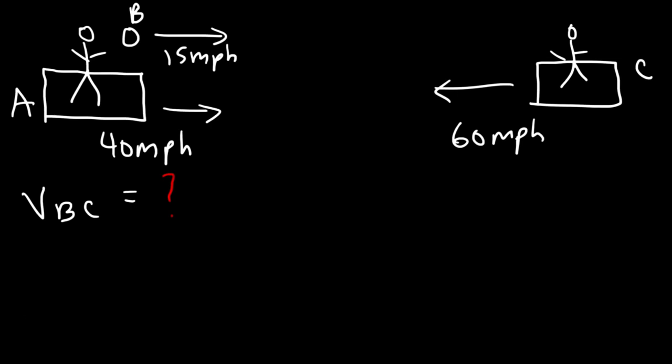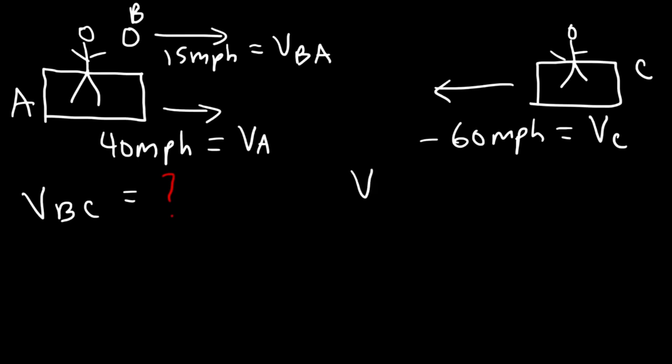So let's define what we have. The 40 miles per hour represents what variable? That's the velocity of car A with respect to the earth. The 60 miles per hour is the speed of car C. But the velocity of car C with respect to the earth is negative 60, because it's moving towards the left. Now the 15 miles per hour, that's the velocity of ball B, not with respect to the earth, but with respect to car A. So our goal is to find the velocity of the ball with respect to car C.